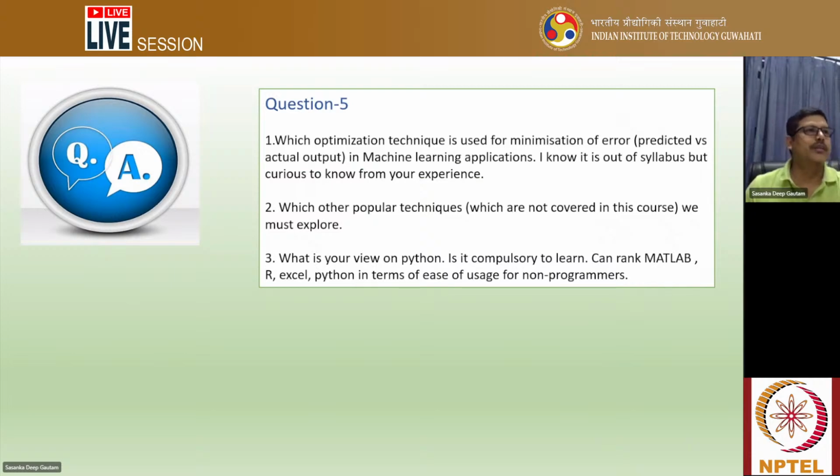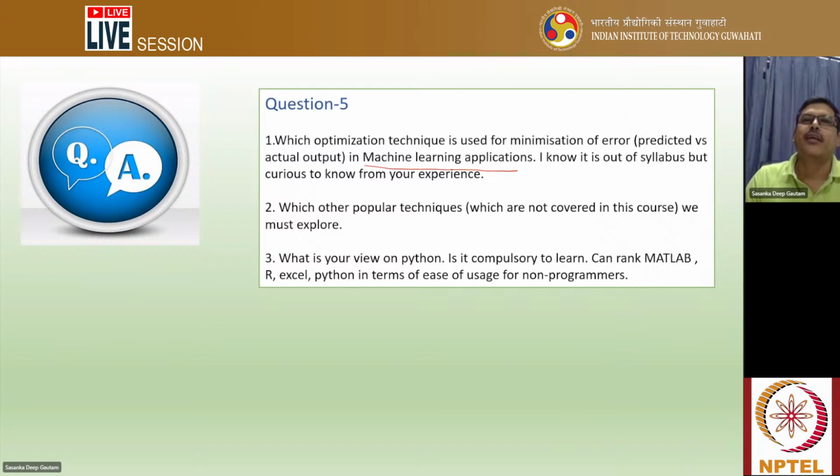Now the next question is, which optimization technique is used for minimization of error in machine learning application? The question is related to machine learning application. I have not discussed any example problem of machine learning application, but when you are using your machine learning technique, suppose you are using artificial neural network, in that case you have to do error minimization. There are several example problems of error minimization. Suppose you want to estimate some parameter. In parameter estimation also we are basically minimizing that error.